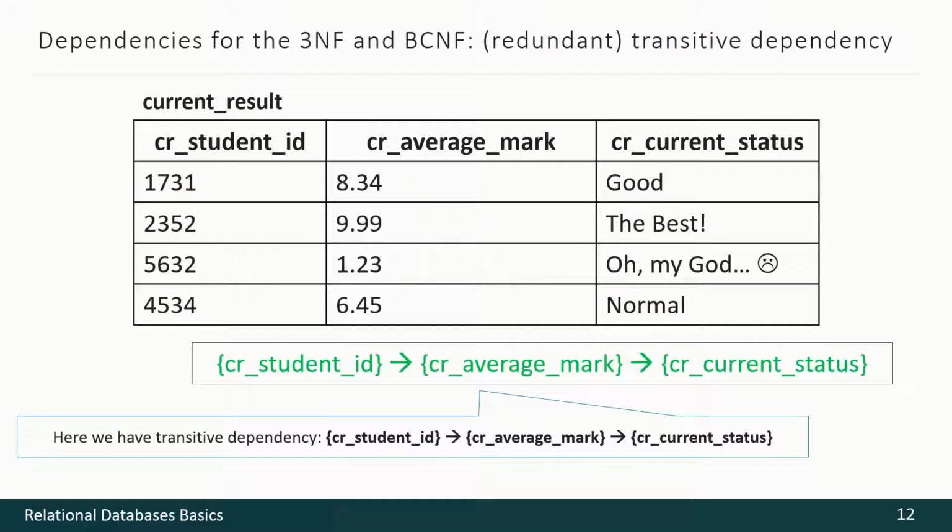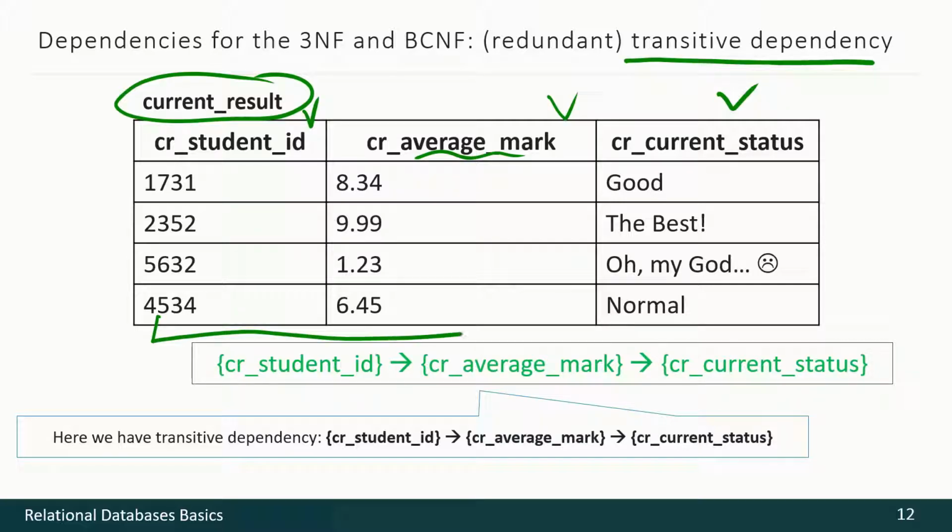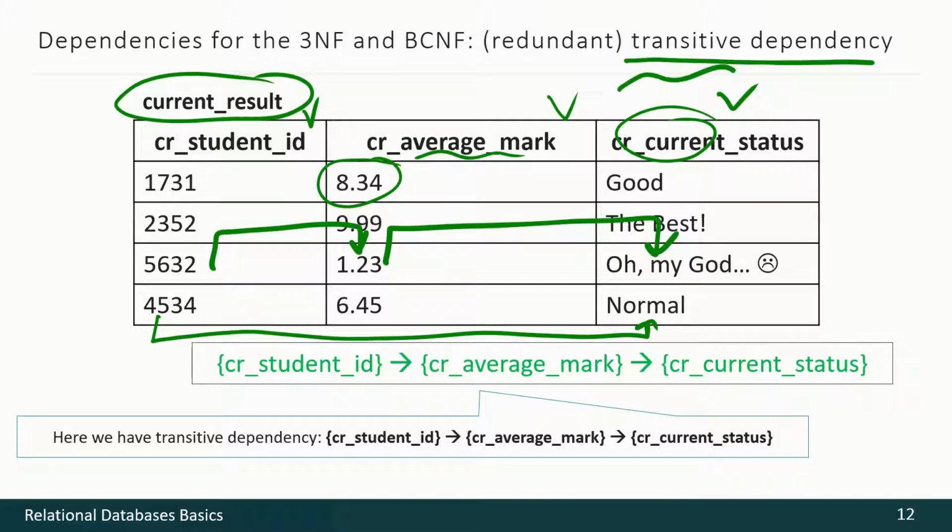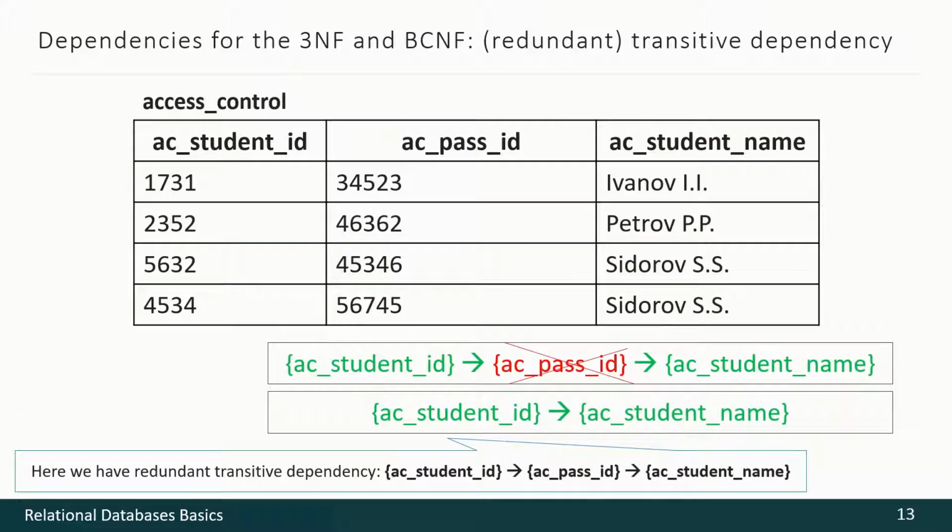Here is the example with data. Let's start with transitive dependency. We have some results for some exams, we have student ID here, we have average mark, and some label. We cannot jump from student ID to the label because the label depends on the average mark. So we absolutely have to make the first step and then the next step. This is transitive dependency.